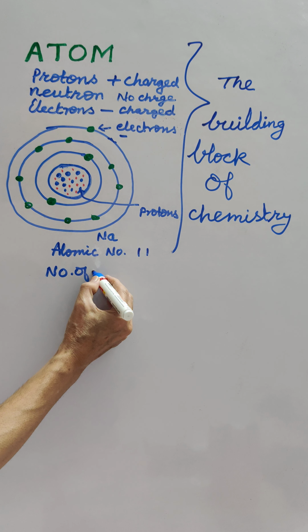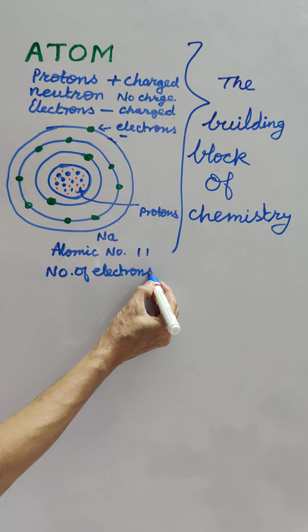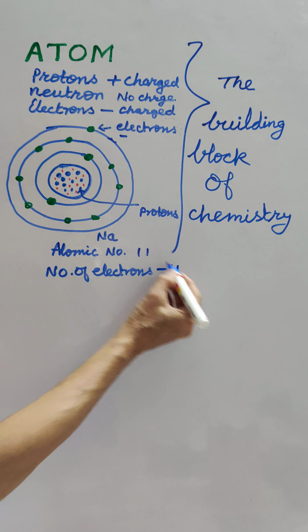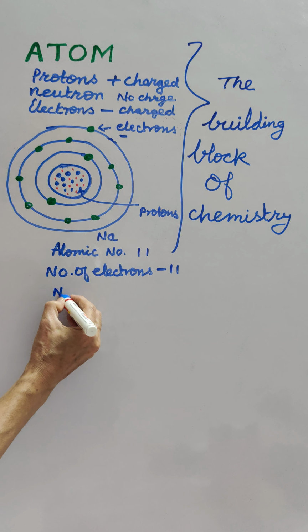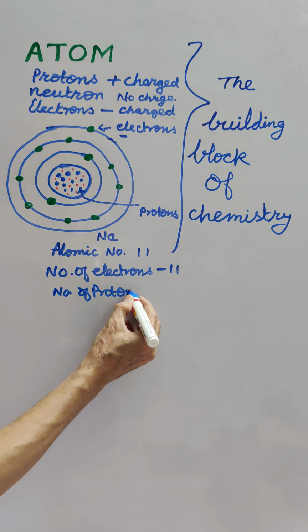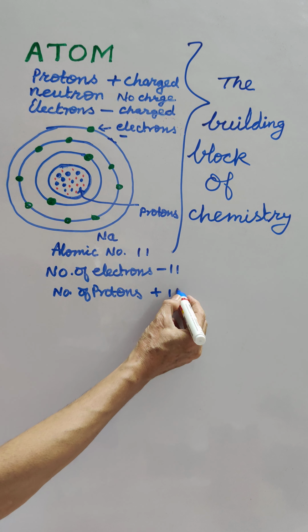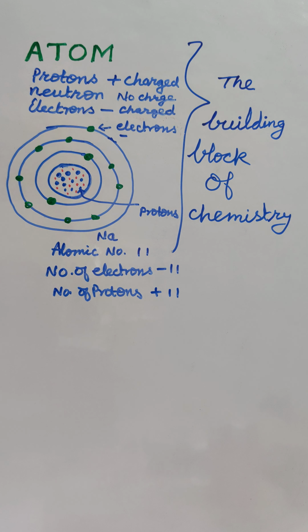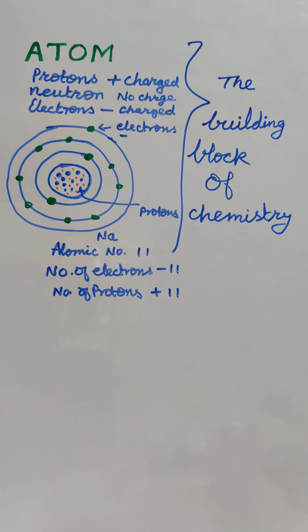Number of electrons, 11, means that there are 11 negatively charged particles. Number of protons is also 11, but that is plus 11. So in a general or normal atom, negative charge of 11 balances positive charge of 11.